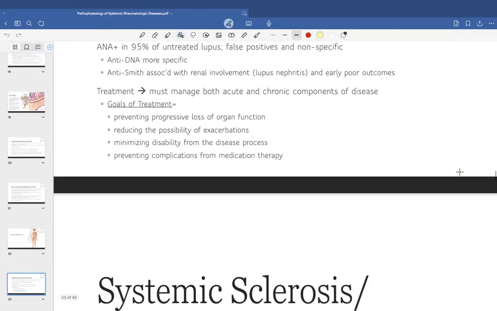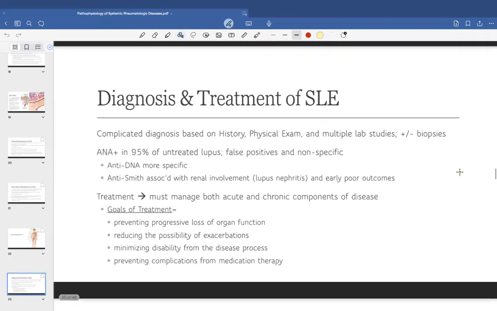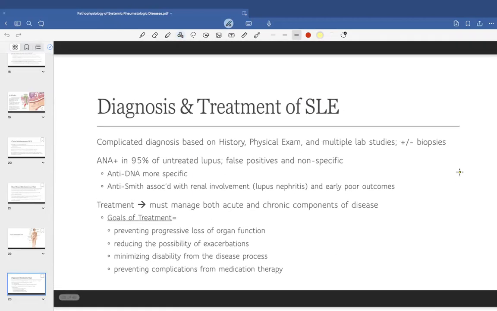So, yes, Sheila. I have a question about why the ANA is positive and only in the untreated? Or is it just saying that it was more of the untreated who had a positive ANA?